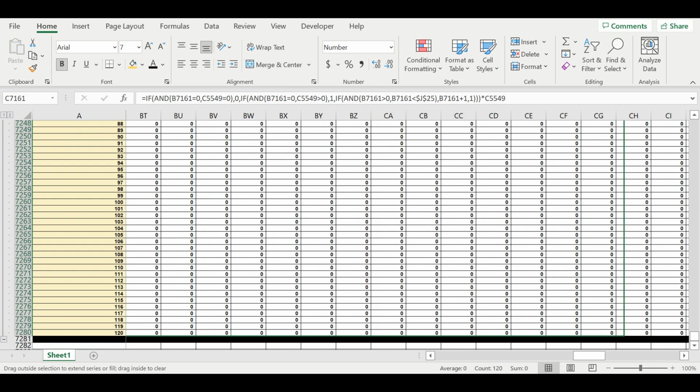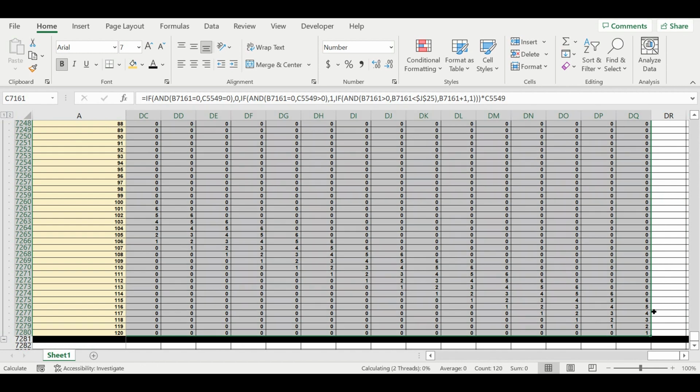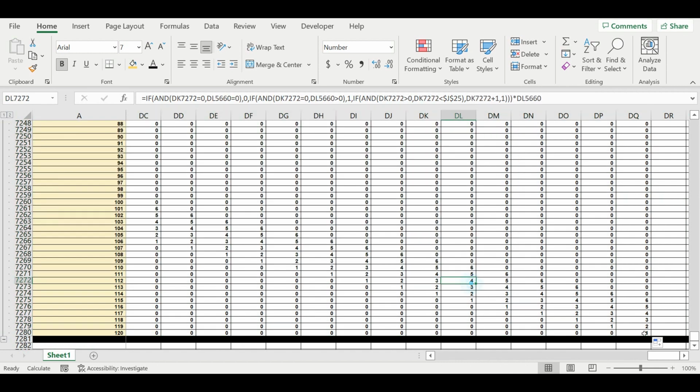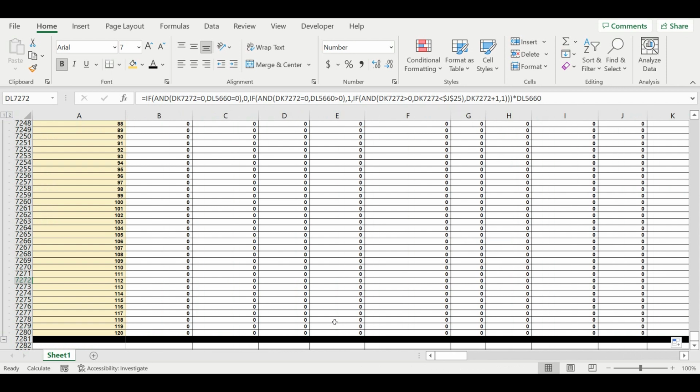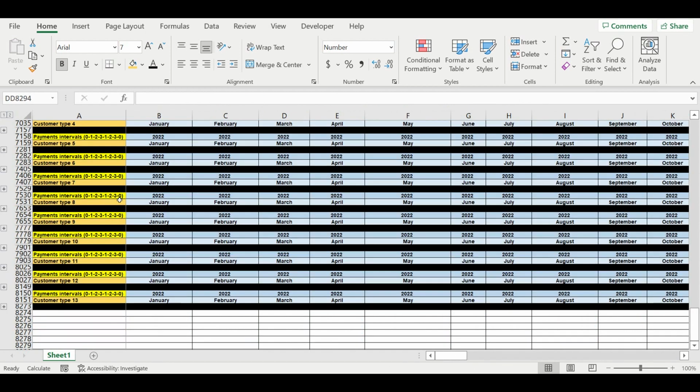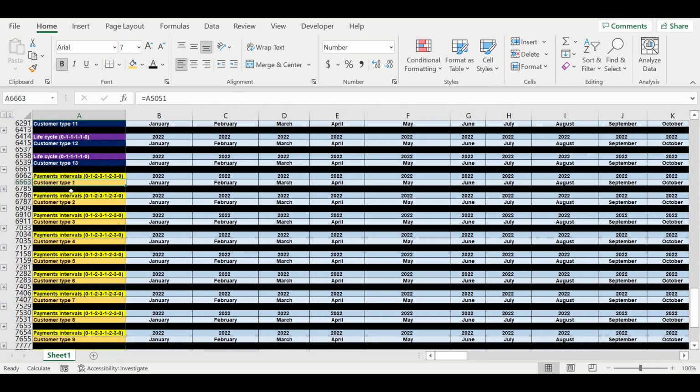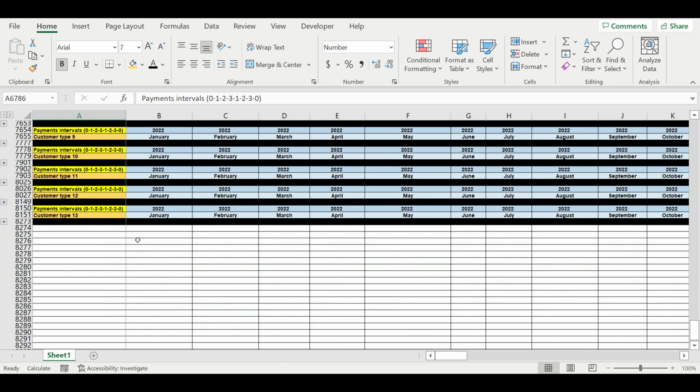So now we'll do this. So now we'll do the same for all other types of customers, and we'll get back. So my friends, we did the same exercise for all customer types. We created the intervals of payments inside the life cycle, and now it's time for us to get the revenues.